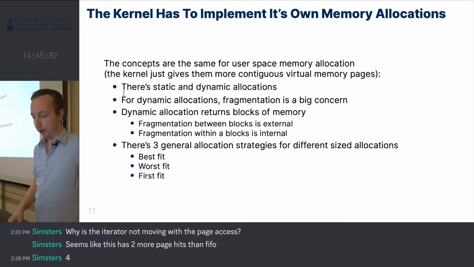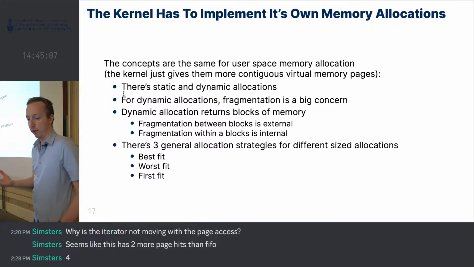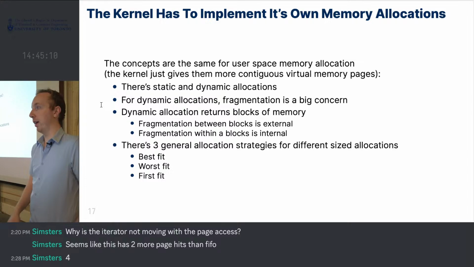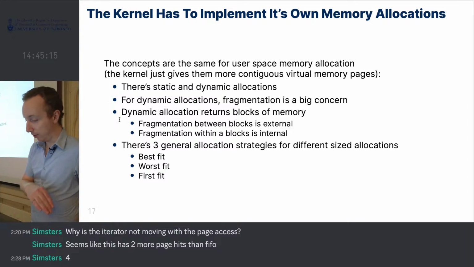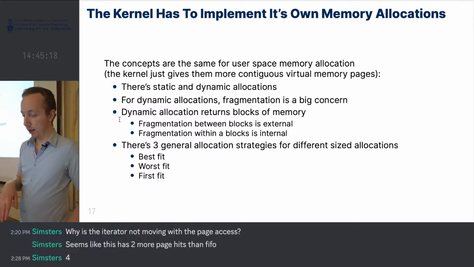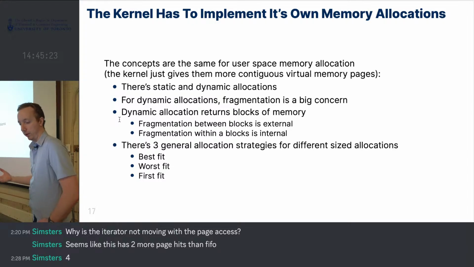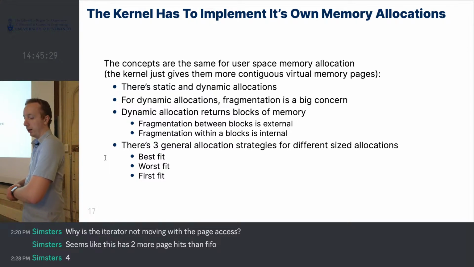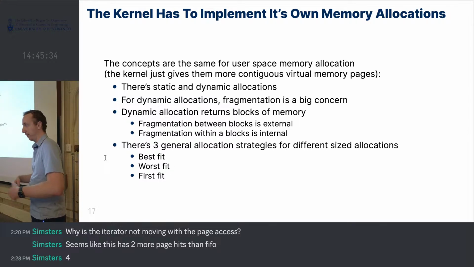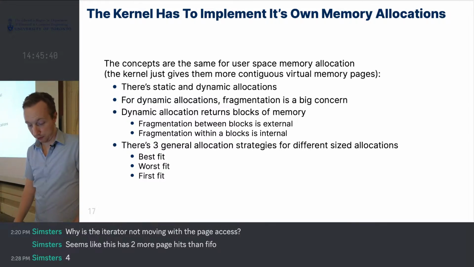So what we saw before this is there's static and dynamic allocation. Static is basically just global variables. They last as long as your process lasts. And then dynamic, so I request memory and then I free it. Dynamic allocations will always return blocks of memory, and fragmentation between blocks is external, and fragmentation within a block is internal. And if I'm implementing malloc, there's 3 different general strategies for different sized allocations. There's best fit, worst fit, and first fit that all use linked lists and just keep track of a free list of different sized blocks. So just remember, pulling for you.